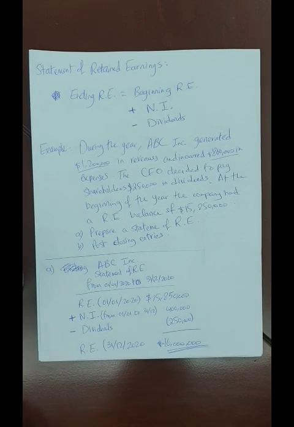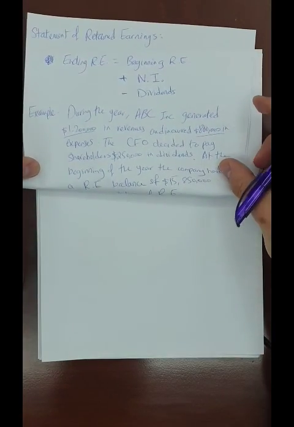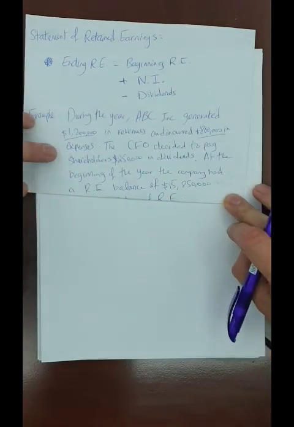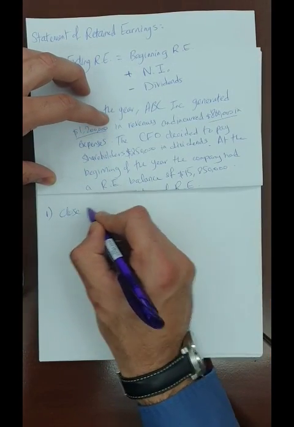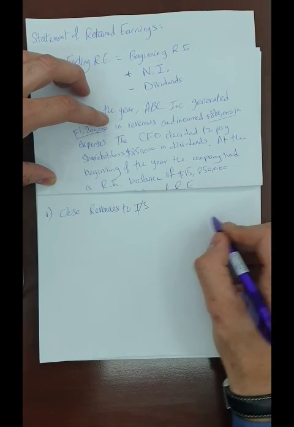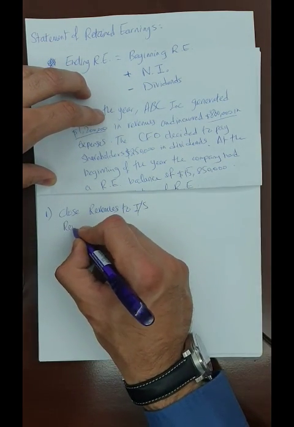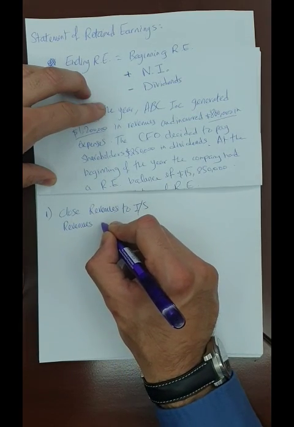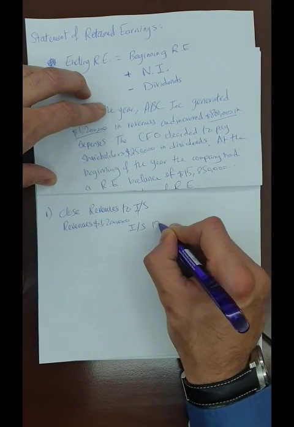Okay, this is everything about the statement of retained earnings. As for the closing entries, the closing entries are straightforward. We have 4 closing entries. So in the first one, we close revenues to income summary. So revenues usually have a credit balance. Now we debit them. So you will have revenues $1,200,000 and income summary with the same value.